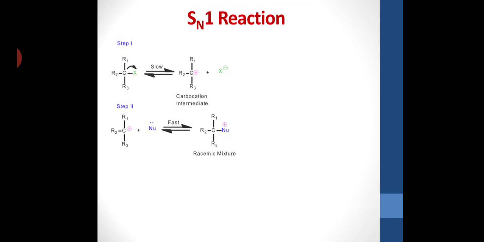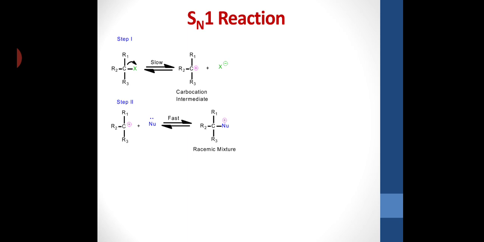SN1 reaction is a two-step process. The first step is the slowest step, leading to the formation of carbocation intermediate, and the second step involves attack of the nucleophile on the carbocationic intermediate to give the product.